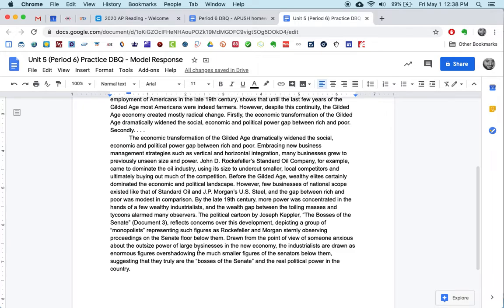Reflects concerns over this development. Notice how I cite it parenthetically. Document 3 tells the reader what you're talking about, which document you're referring to.